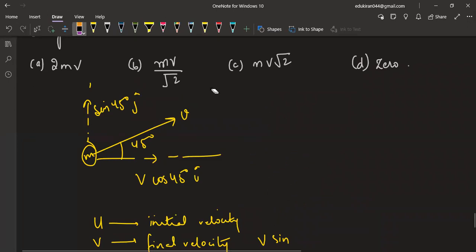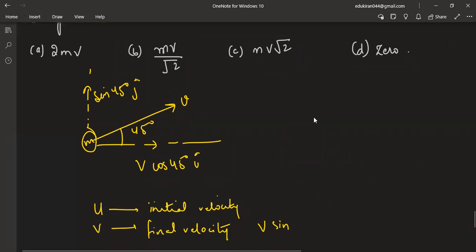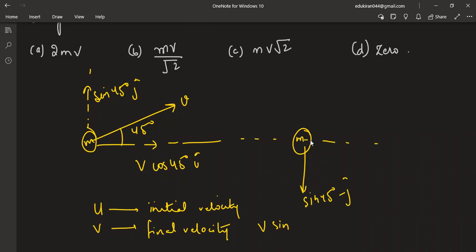Now see, even if we do not resolve it from this side, what will we be observing? This component will remain as it is, but what will happen to the sine component? The sine component will be reversed now. This will be sine 45 degrees, so this will become minus j cap. Right? It will go in the downwards direction. Rest of the things will remain the same. See, velocity will also be tangential. This will also go along cos theta only.